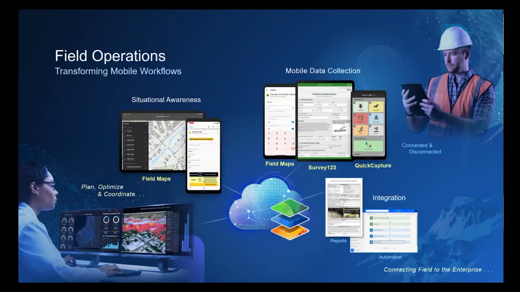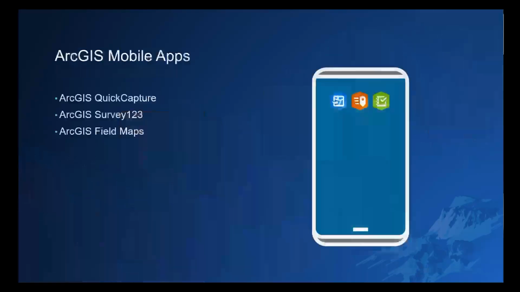The three mobile apps that we're going to talk about today are Quick Capture, Survey123, and Field Maps. I'll talk about Quick Capture and then I'm going to pass it over to Eli to talk about Survey123 and Field Maps. We have some other mobile apps as well, but I think these are the three most important or flagship applications that we want to make sure you're aware of and have some familiarity with, like how you could get started and the kinds of things that you can do with them.